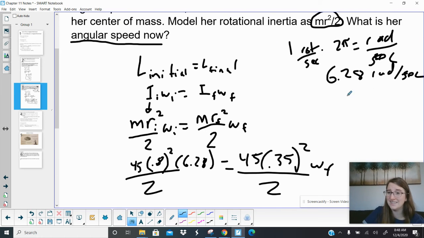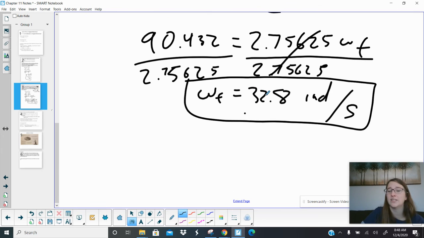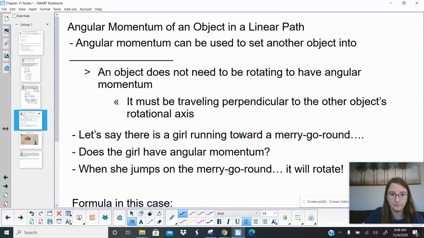We started at 6.28 radians per second. We ended up at 32.8 radians per second. Again, that angular speed increased because we decreased the R. We know this, again, we've seen it with the ice skater. As the arms come in, she really speeds up, and as the arms go out, she slows down. Again, we have this inverse relationship going on here.